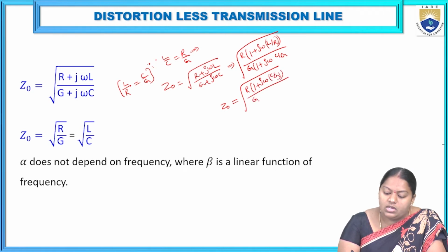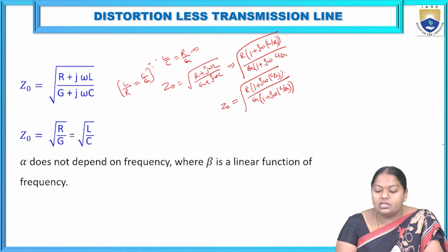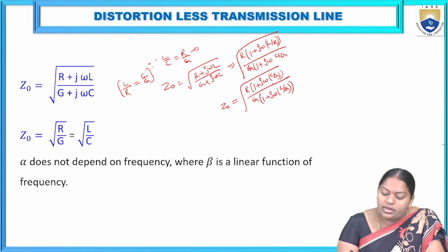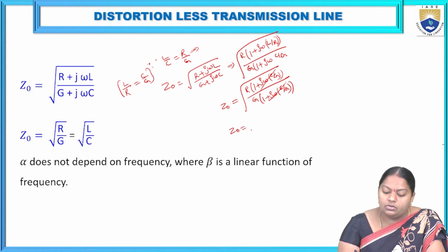By then, G into 1 plus j omega into C by G is nothing but C by G. Why? Because we have considered in the numerator L by R as C by G. Hence 1 plus j omega into C by G, and in the denominator 1 plus j omega into C by G exists. So the numerator term and the denominator term get cancelled.